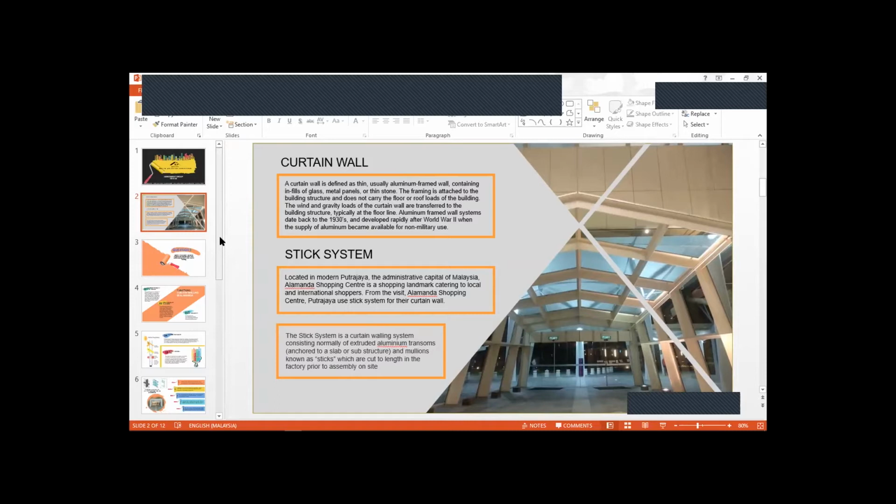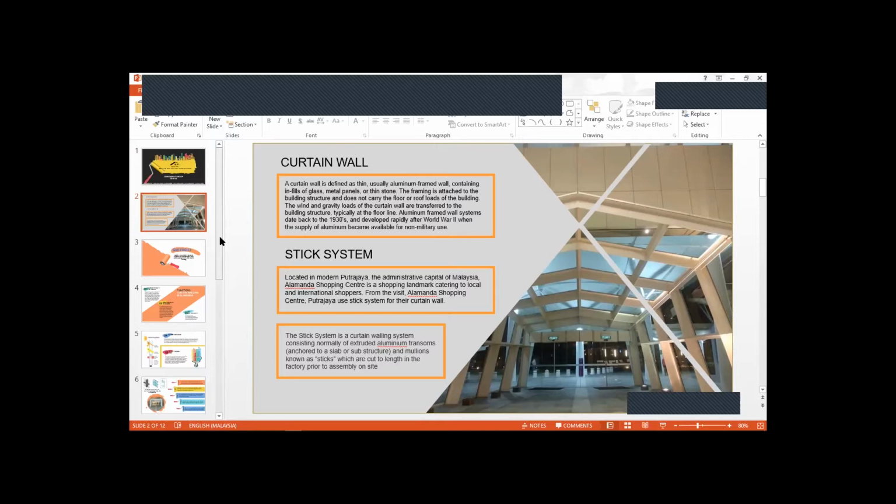A curtain wall is defined as a thin material, usually an aluminum frame wall, that contains infill of glass, metal panels, or thin stone. The frame is attached to the building structure at the front facade of the building, and it does not carry the floor or roof loads of the building, which means it stands alone by itself. The wind and gravity loads of the curtain wall are transferred to the building structure, typically at the floor line.